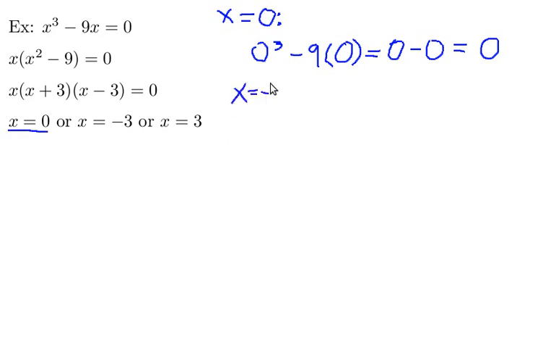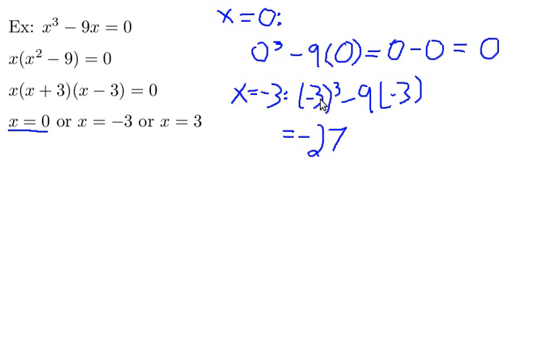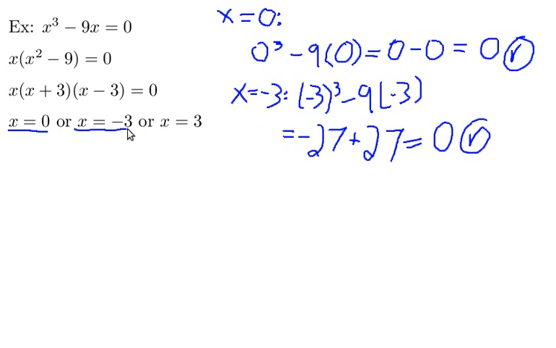Now let's try x equals -3. So let's plug it in and see how it comes out. We have -3 cubed minus 9 times -3. So that equals -27, because 3 times 3 is 9, 9 times 3 is 27, plus, because we have -9 times -3 will give us plus 27, so that equals 0. So that's good. I didn't put a check mark here. So our first two solutions we've checked and they work out.